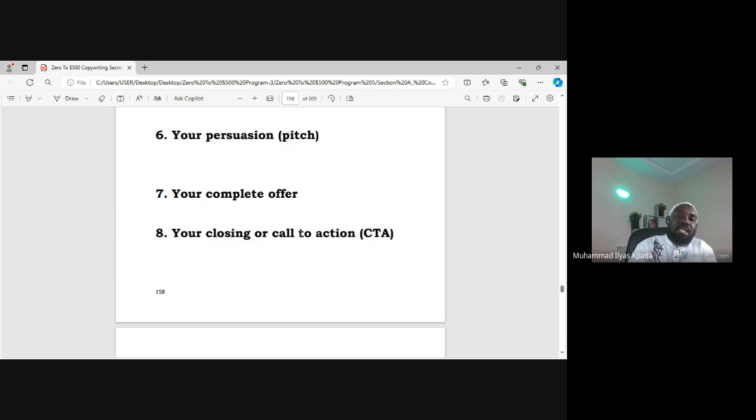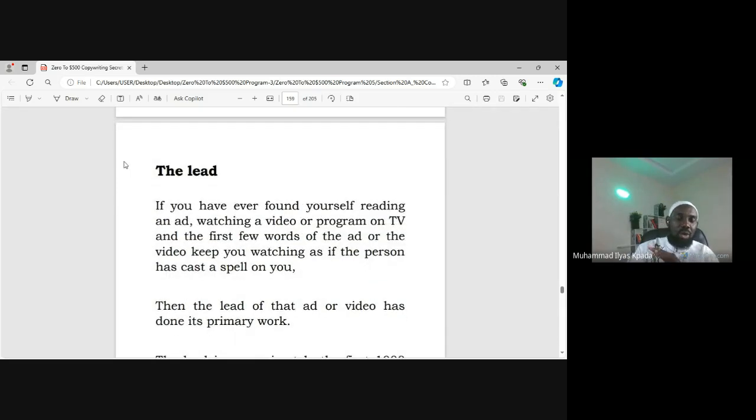But if the selling is done in the landing page rather than the emails, then you don't need to put these things in emails. Instead, you focus on moving the prospect from the email to visit the landing page, where everything is going to be discussed. So now we are going to discuss the lead proper.